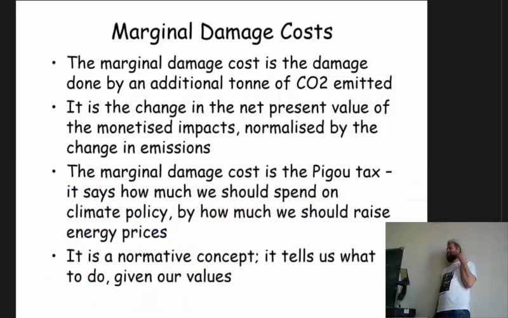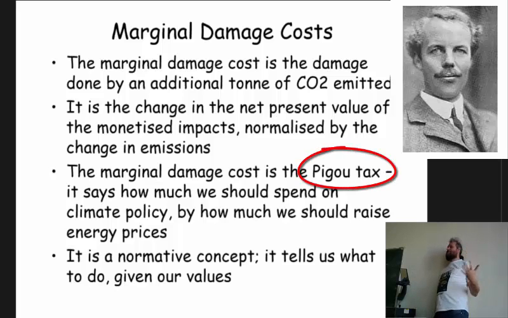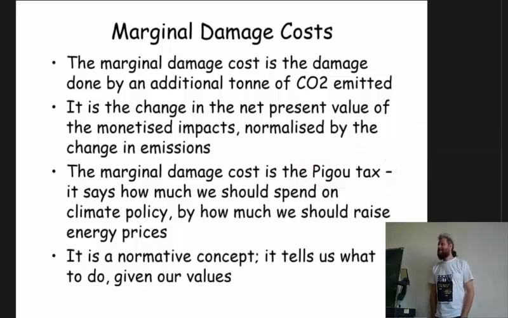This is a normative concept in two dimensions, or in two ideas of the word. Essentially, this is very close to the conclusion. Like, this is essentially the additional damage done from an additional ton. And if you recall your micro, then this is the carbon tax that you want to impose in order to internalize the externality. So this is the conclusion. So in that sense, it's normative. It tells us how much we should spend on climate policy, or how much we should raise the price of energy.